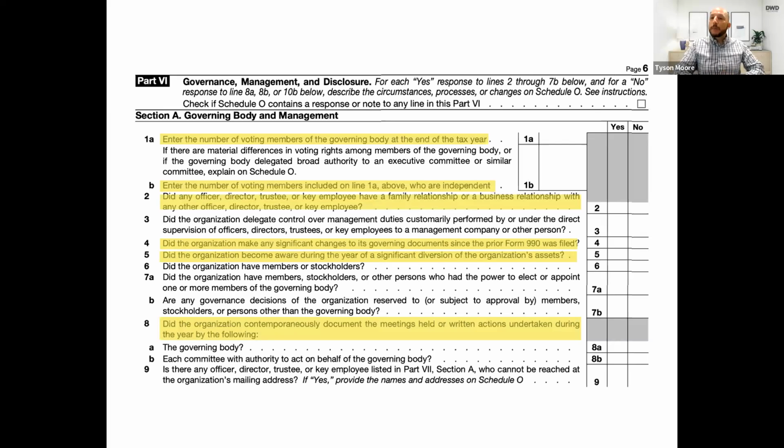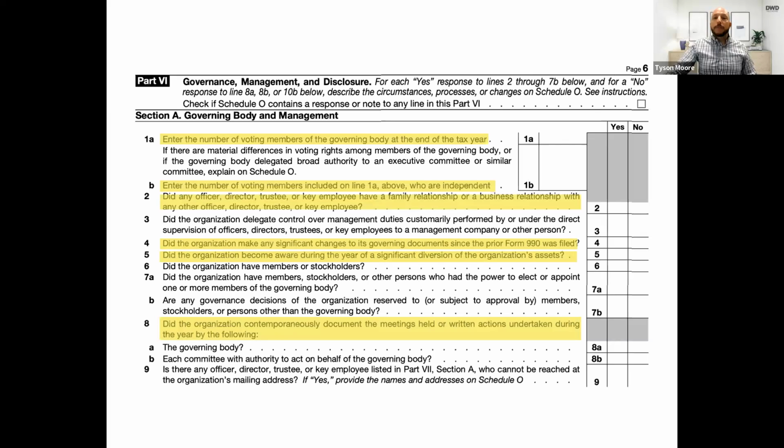So how many voting members did you have at the end of the year? Again, this is the number of voting members that are independent. So we want to make sure that we're reporting that properly. And the independent members, that means that they're not being paid by the organization for their services. So for some reason, if you have maybe an employee that's a board member, they wouldn't be considered independent.